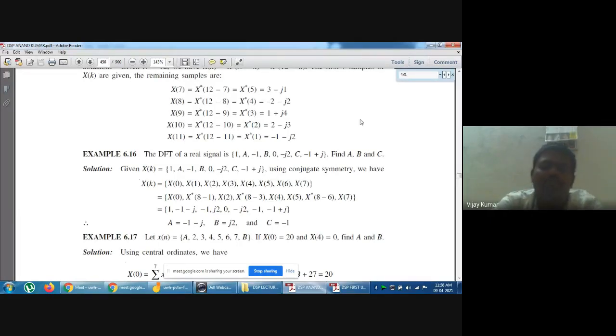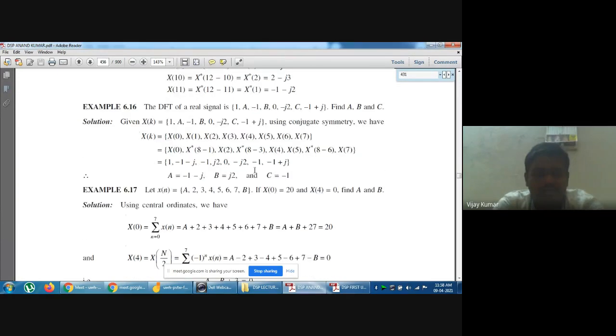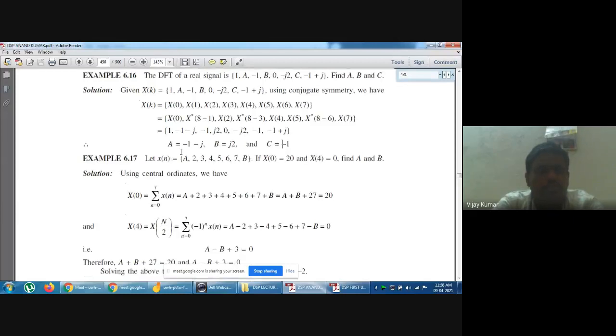So these tips will be quite useful in solving the DFT and verifying whether your answer is correct or not. Okay, let us see one more problem. Let x of n be 8, 2, 3, 4, 5, 6, 7, b. And some data is given to you.